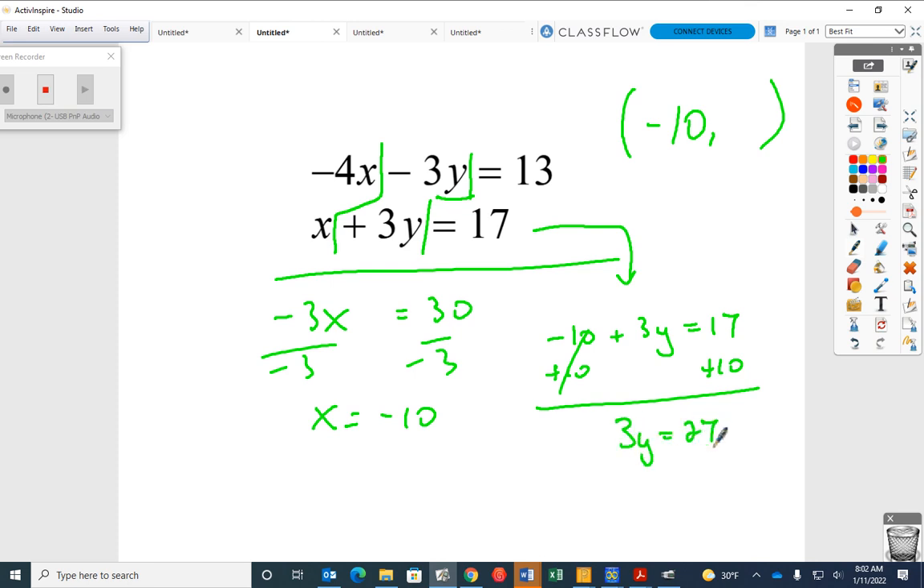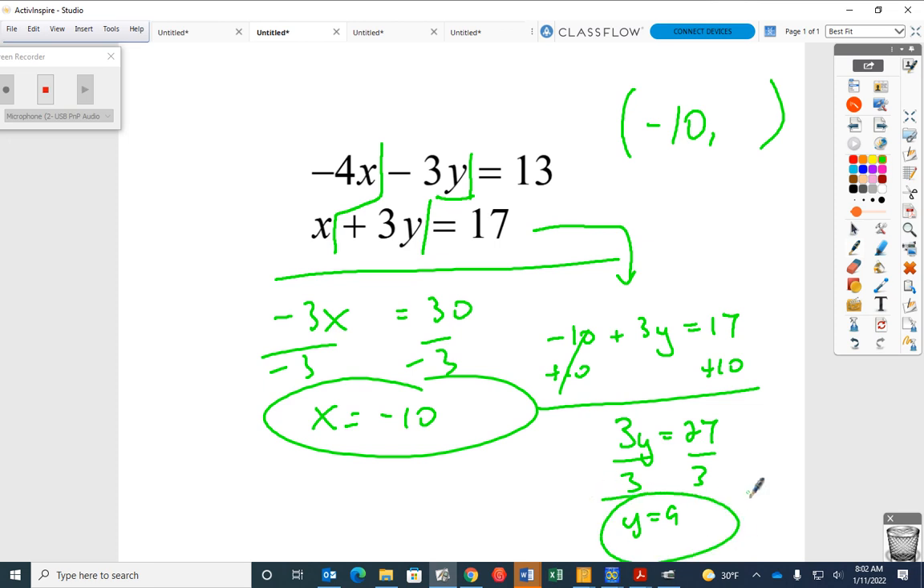27. Can I solve for this y now? If I divide each side by 3, what do I have? 9. So y equals 9. Do I have a value for my x? And do I have a value for my y? I do. So this would be my solution set.